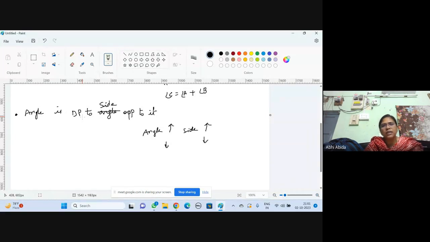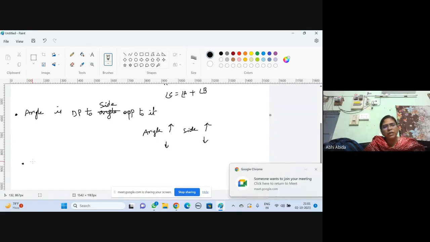Angle is decreased, then side also decreases. So angle and side are directly proportionate to each other. Now the next thing here is, whenever two sides of a triangle are given and we need to find out the third side of a triangle.